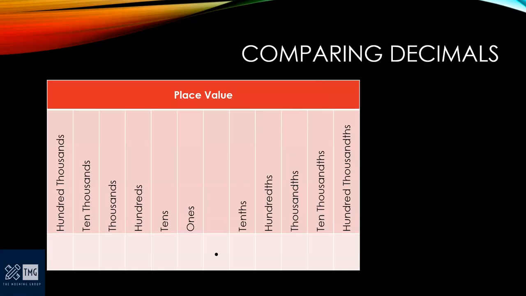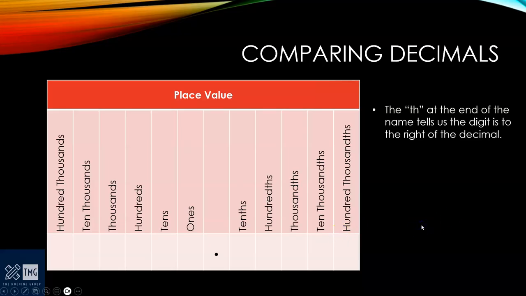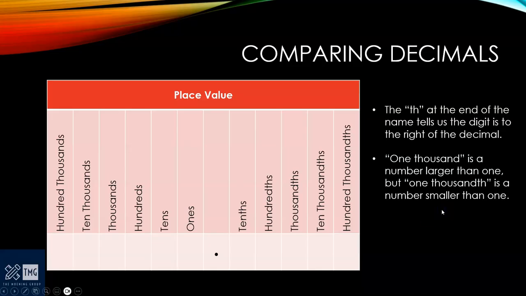With comparing decimals, we do have to pay attention to place value. Now, if you notice here on this place value chart, we have ones, tens, hundreds, thousands, 10,000s, and 100,000s located to the left of the decimal point. To the right, we have tenths, hundredths, thousandths, 10,000ths. Everything that ends in TH is to the right of the decimal. It means less than 1. So 1,000 ends in a D and is a number larger than 1, but 1,000th ends in TH and is a value less than 1. Place value is huge. If you don't know what you're rounding to, it's very hard to be able to compare.